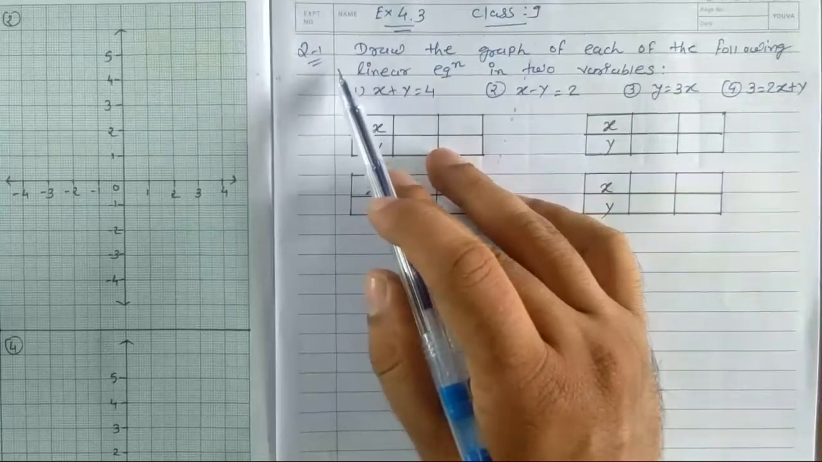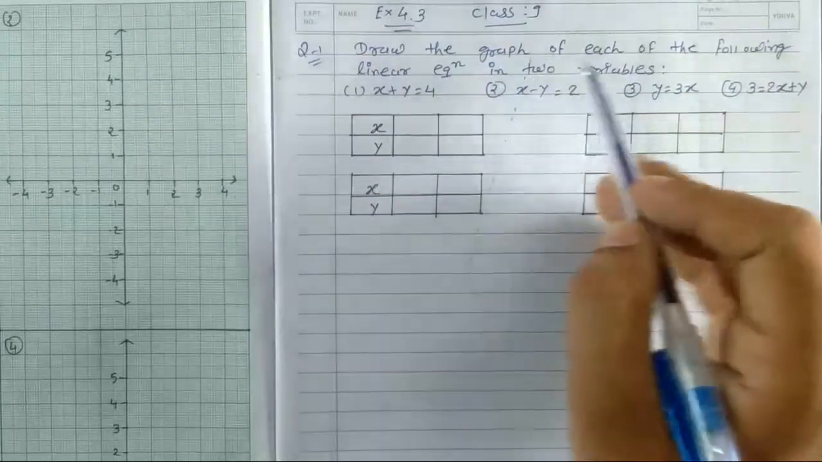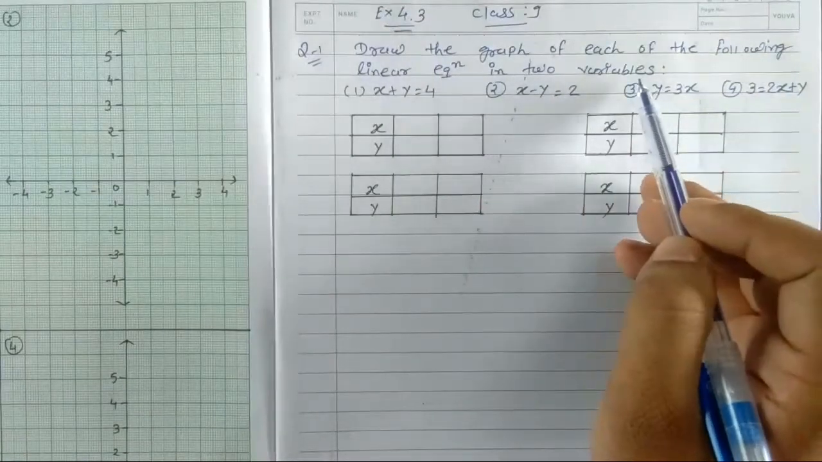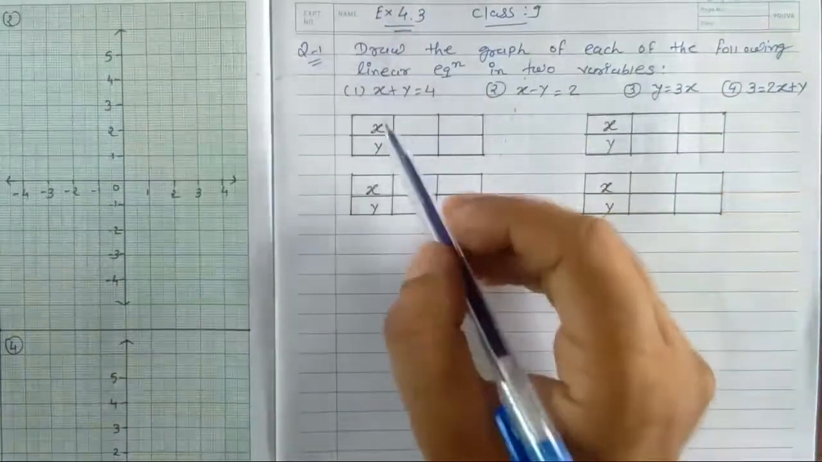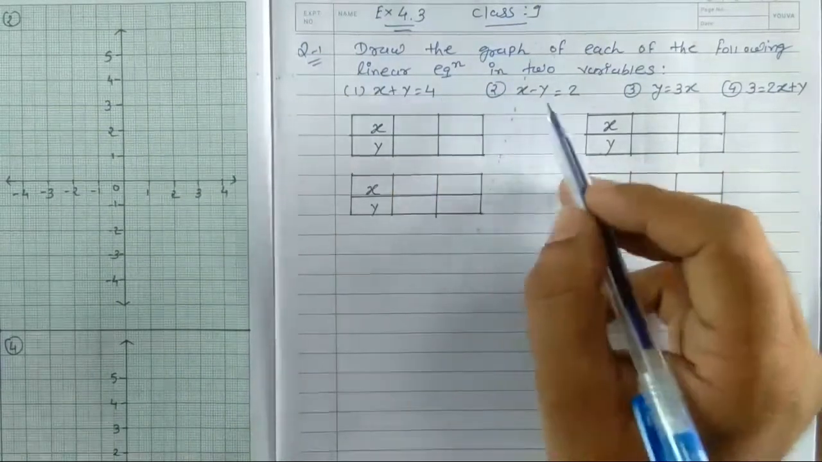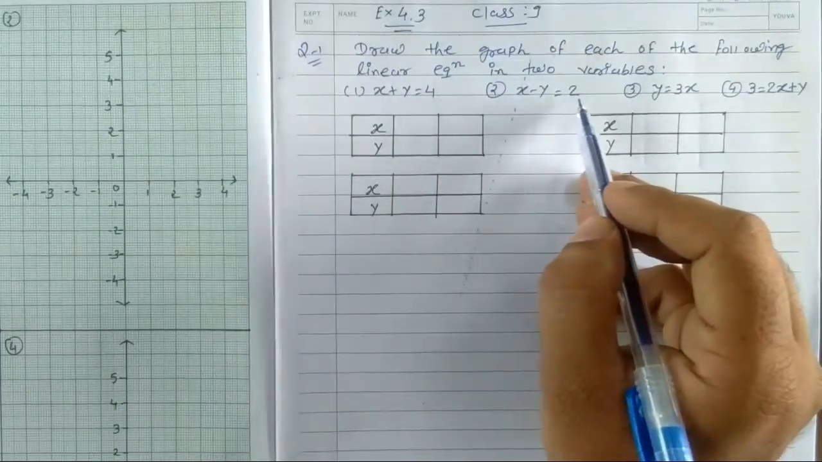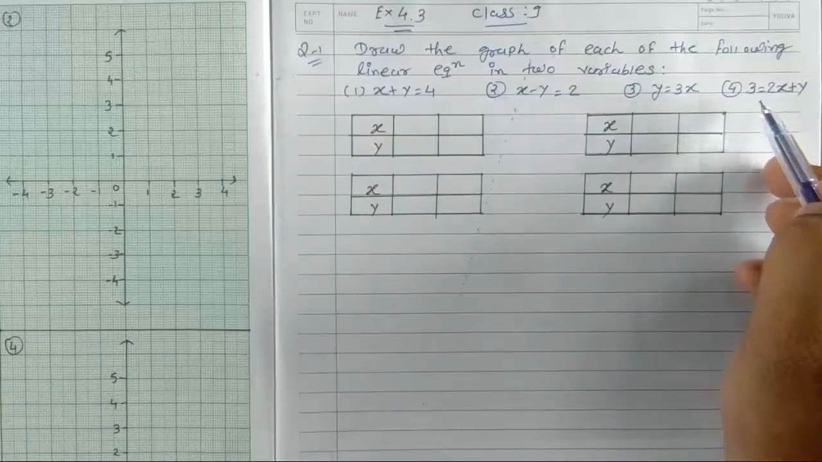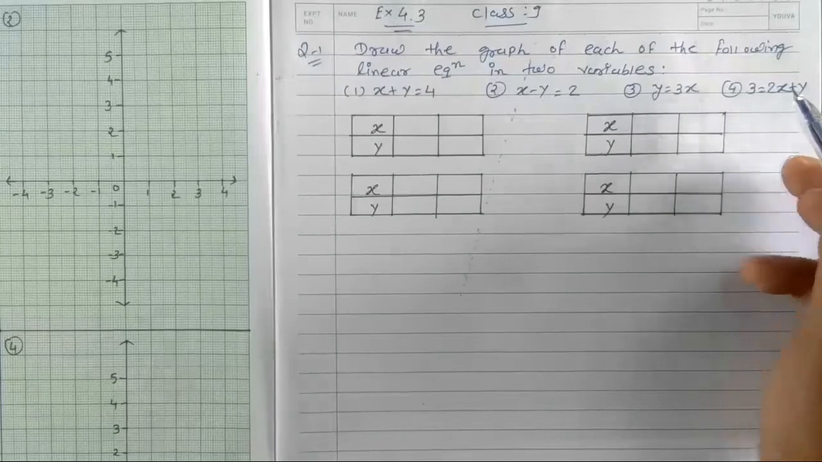In question number 1, draw the graph of each of the following linear equations in two variables. In this question, we have four linear equations. One, x plus y is equal to 4. Second one, x minus y is equal to 2. Third one, y equal to 3x. And fourth one, 3 equal to 2x plus y.